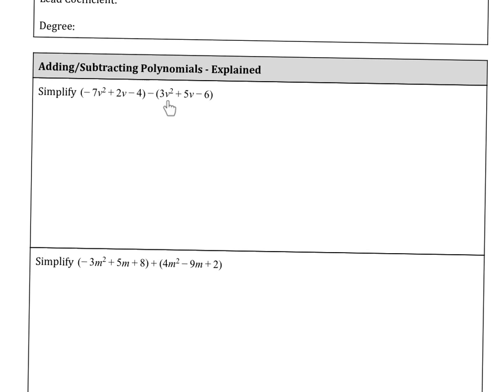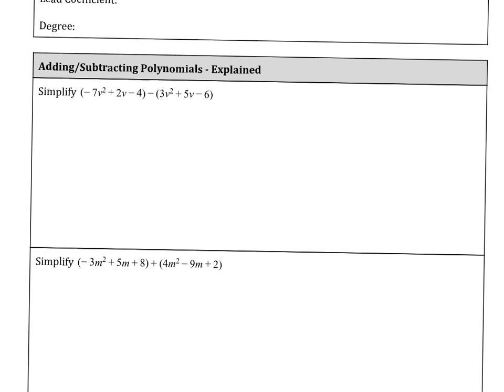Up here they do matter because this minus sign in front means you have to subtract this entire parenthesis. So let's start off with this problem. First of all, when you're adding or subtracting polynomials, it's all a matter of combining like terms. Like terms are things like this 7v squared and this v squared. They're alike because they're both a v squared. This v and this v are like terms because they're both just a v. This and this are alike because they're both just constants.